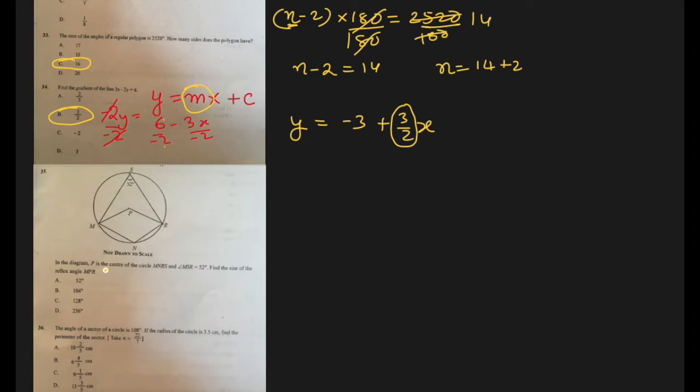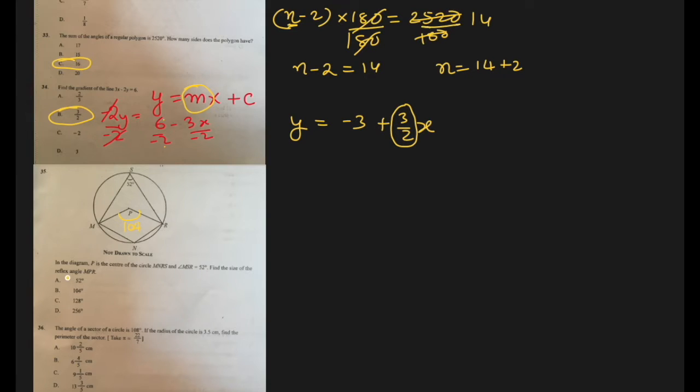In the diagram, P is the center of the circle. M is on PS. MSR is 52. They have shown it already. Find the size of reflex angle MPR. Just the opposite of what they did earlier. So this angle will be double of 52, which is 104.